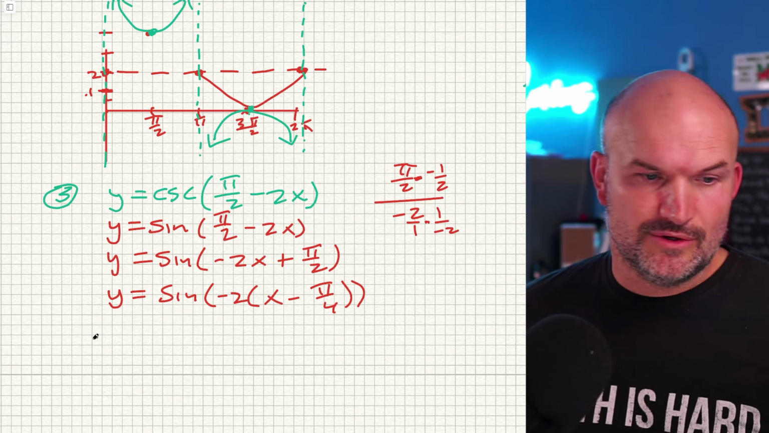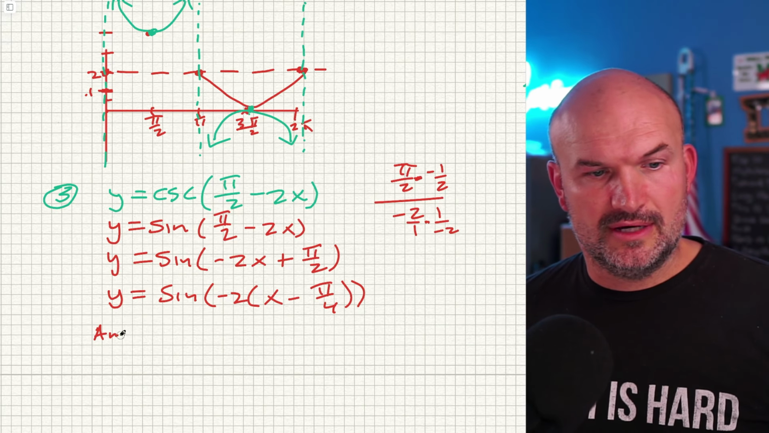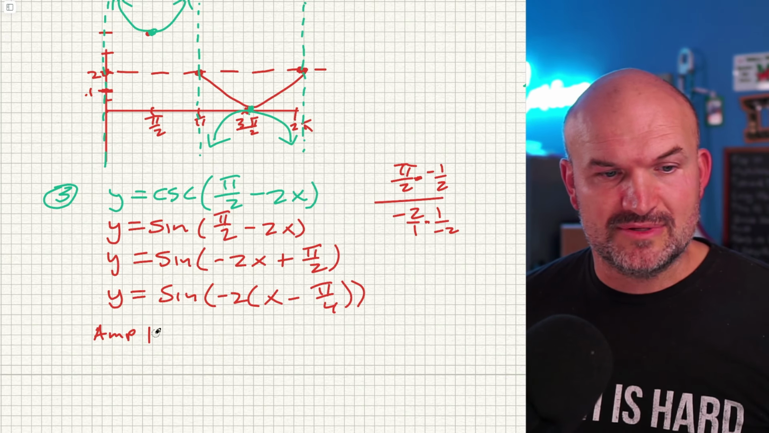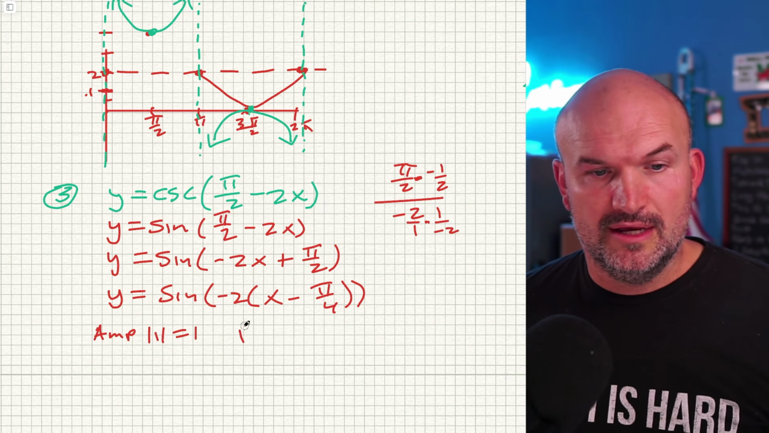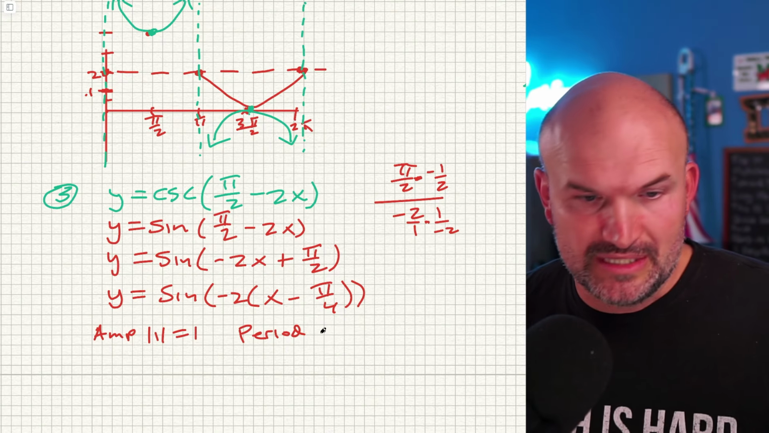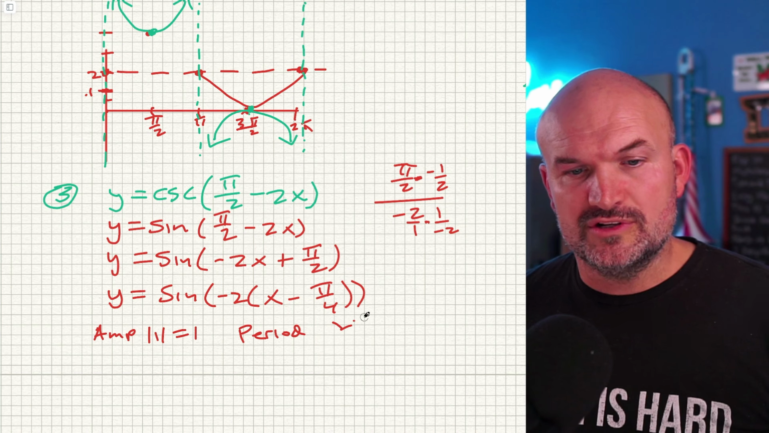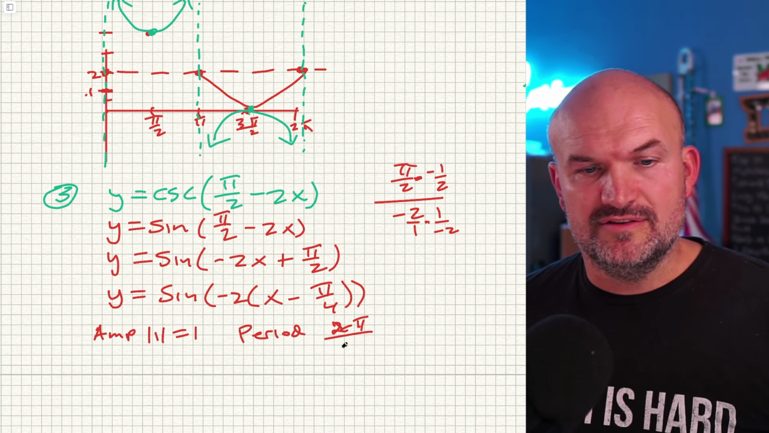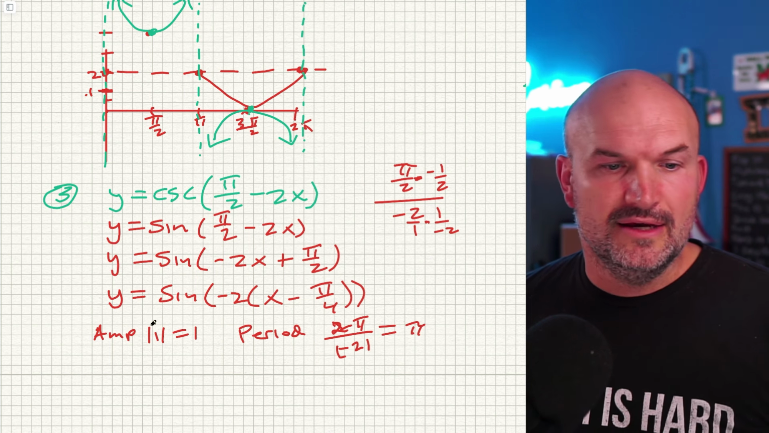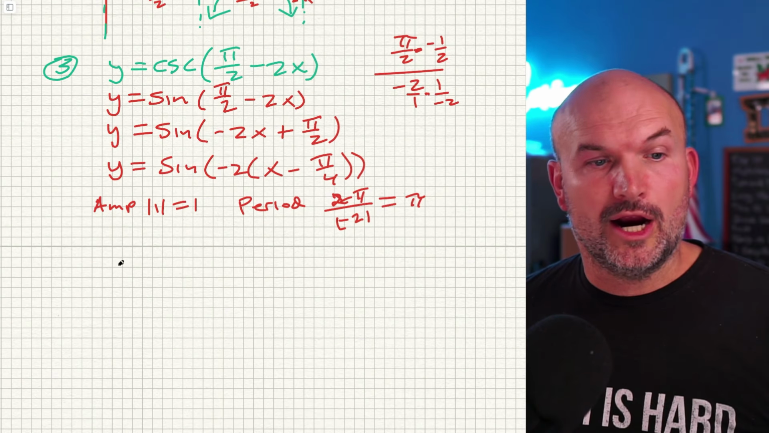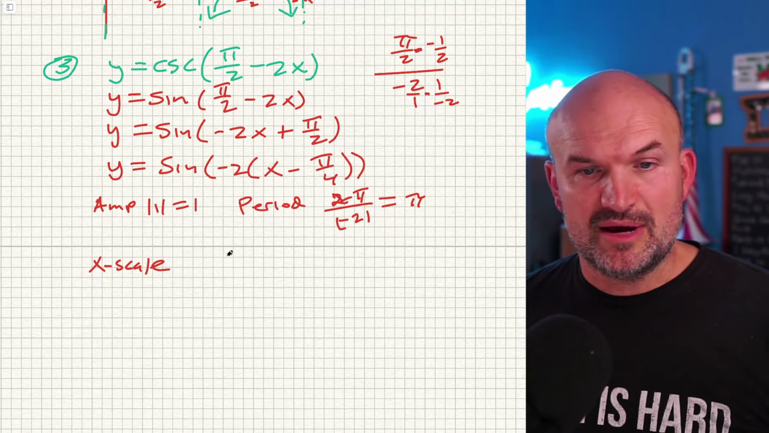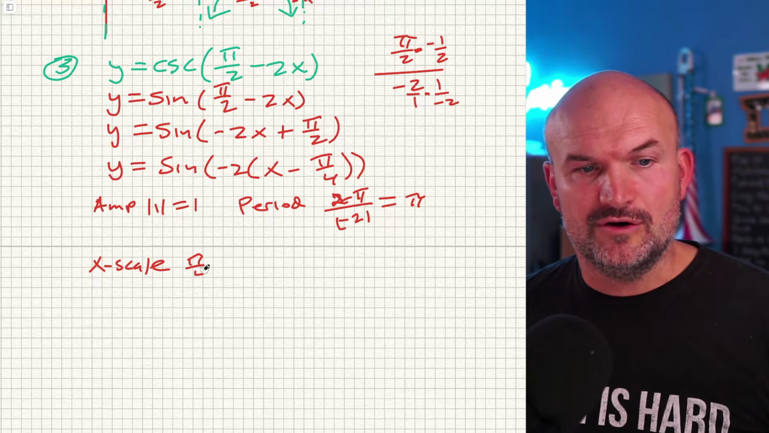All right. So let's go and identify our amplitude. Amplitude of sine, in that case, it's just going to be the absolute value of 1, which in this case is 1. Our period is going to be 2 pi divided by absolute value of b. You can't have a negative period. So it's going to be 2 pi divided by absolute value of negative 2, which is just 2. So that's going to give me a pi. And then remember, we got to identify what our x scale is. So our x scale is going to be our period divided by 4. So therefore, that's going to be pi over 4.